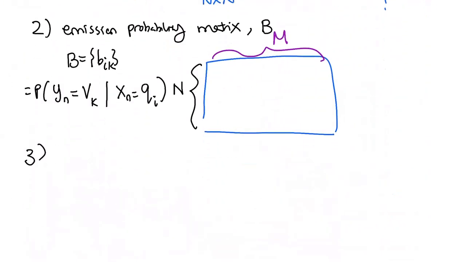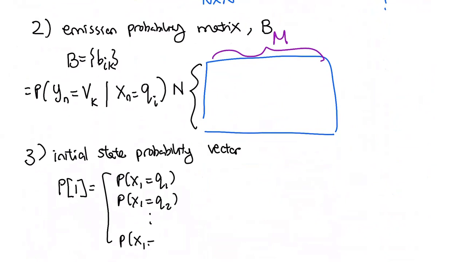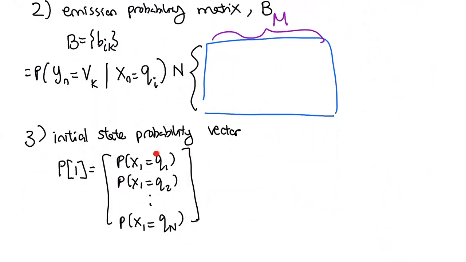So this is called the initial state probability vector. It holds the probability that the first state starts at state Q1, the probability X1 starts at Q2, and so on up to the probability X1 starts at Qn. And of course, this being a probability distribution, the summation of all of these terms has to equal 1.